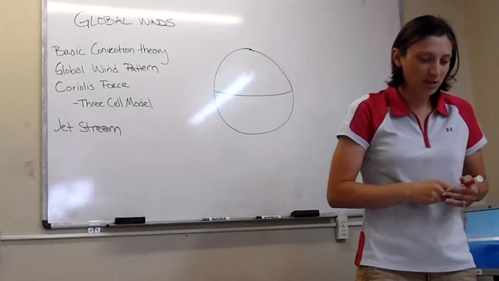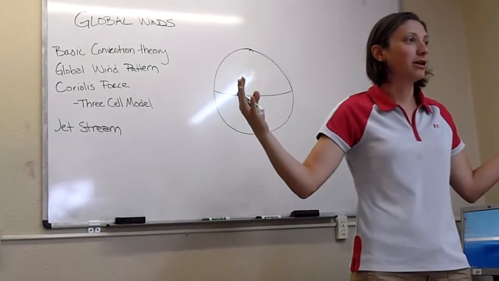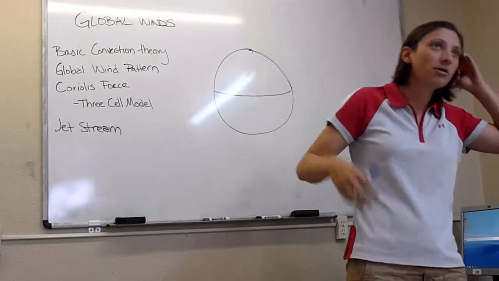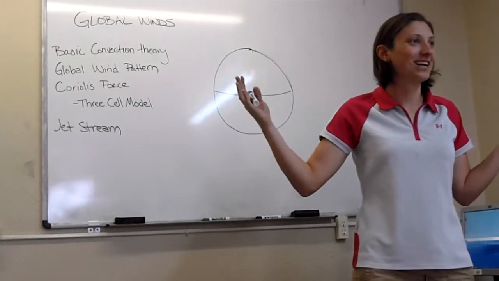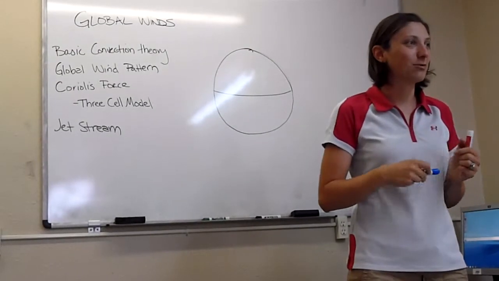The reason we have convection is because we're near an energy source. What is that big bright thing that we can't see today, but usually pops out? It's been out for the last couple weeks. We were just talking about it.